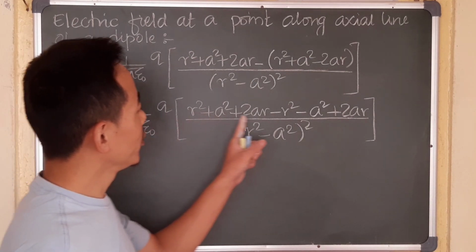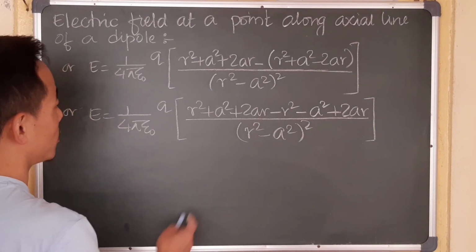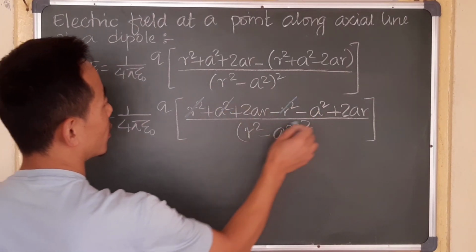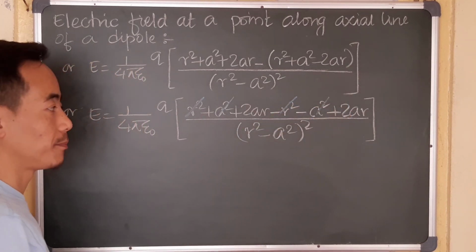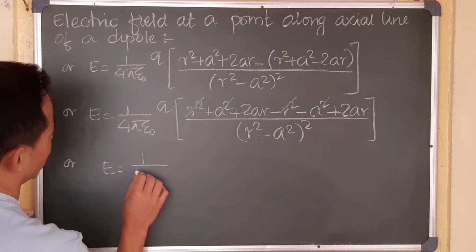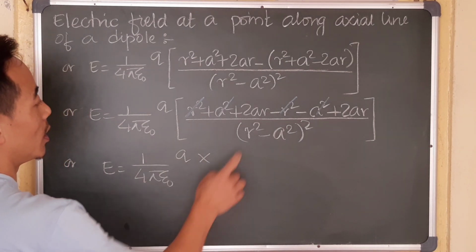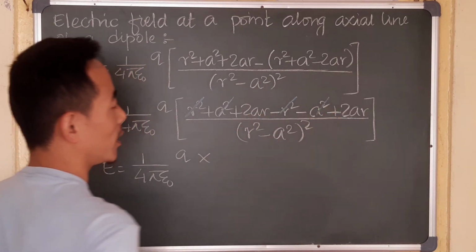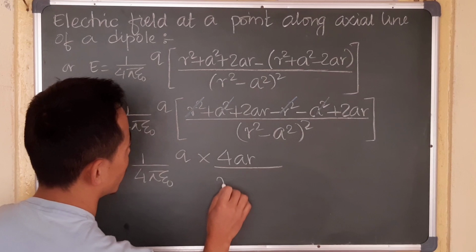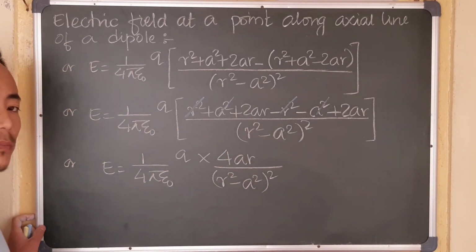Now in the numerator we can cancel some of the terms, so let's cancel that. So we can see that r square and r square is getting cancelled. Similarly a square and minus a square is getting cancelled. Further we have 1 by 4 pi epsilon naught q into, now twice ar plus twice ar will give us 4 times ar, and in the denominator we have r square minus a square whole square.